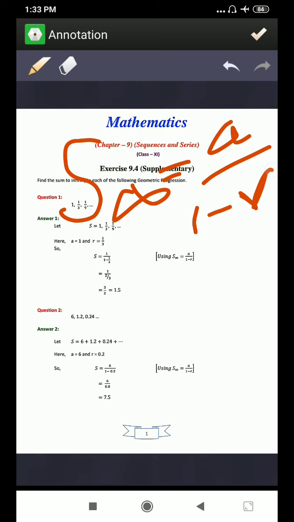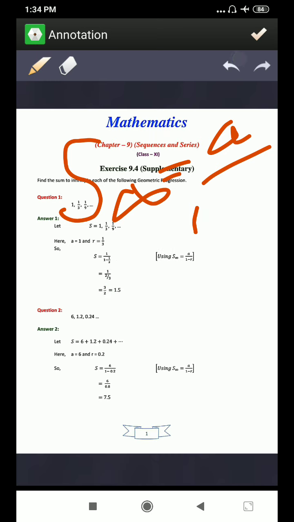The important thing about this infinite series of GP is that the value of R, that is the common ratio, must always be less than 1. If it is greater than 1, then the answer will be infinity. In all the questions you will find that the common ratio is less than 1. The sum of infinite terms will be A upon 1 minus R, where A is the first term. So let us start the questions.